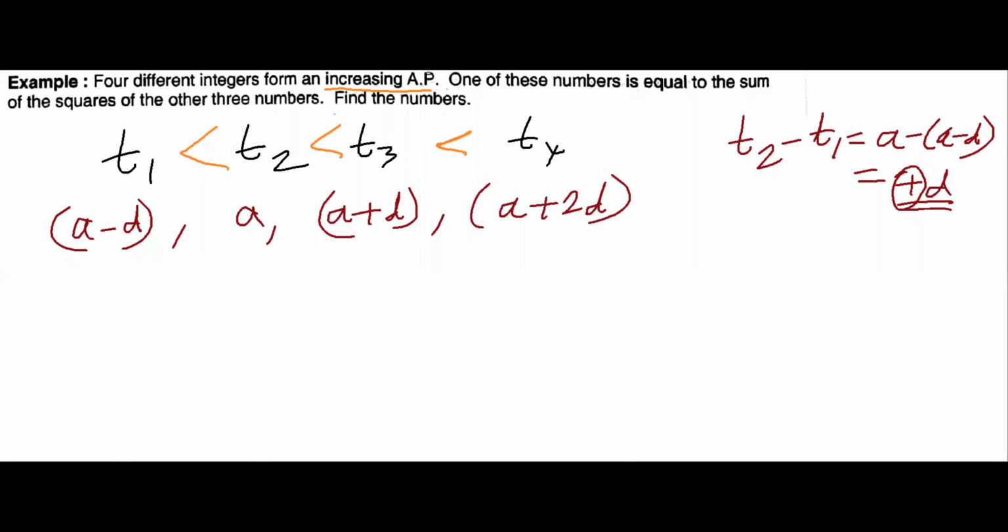Correct? Okay, fine. So the next point is: one of these numbers is equal to the sum of the squares of three numbers. So one of these numbers, how many numbers are visible here? T1 T2 T3 T4, these many numbers are visible, meaning these are four numbers. Take any one number from these. Which one did I take?